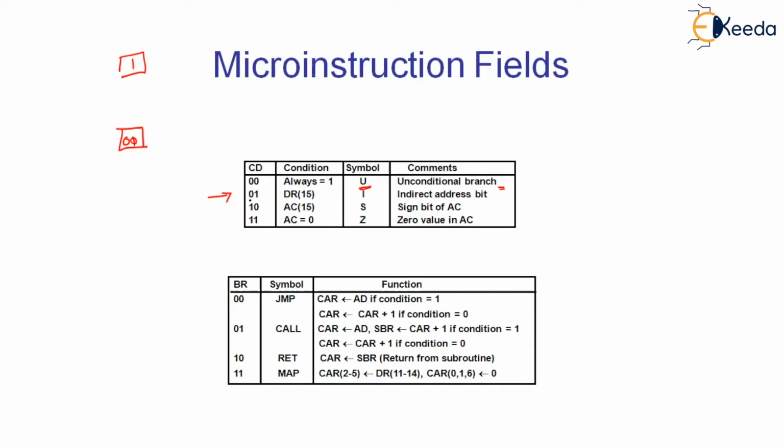What is 01? When 01 is specified in the condition field, the data register 15th bit is observed. That is the indirect address bit in the instruction register, obviously this is our data register right now. The most significant digit, that is the 15th digit, is a signed digit. If it is equal to 0, there is a direct addressing mode. If it is equal to 1, it is an indirect addressing mode. So the indirect addressing bit equal to 1 means that it's an indirect addressing mode. If the mode digit is equal to 0, that means that it's a direct addressing mode.